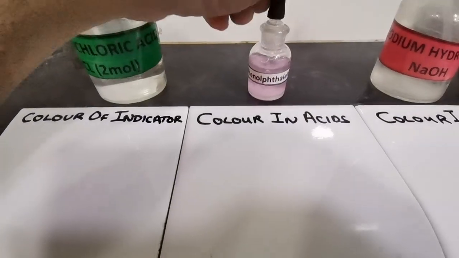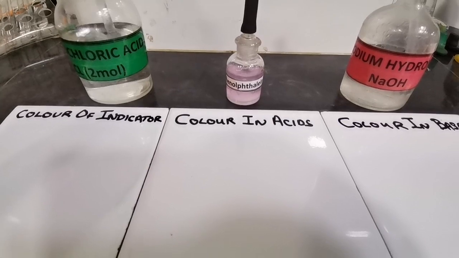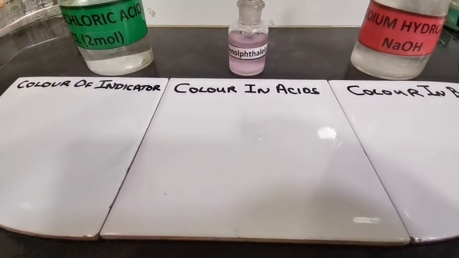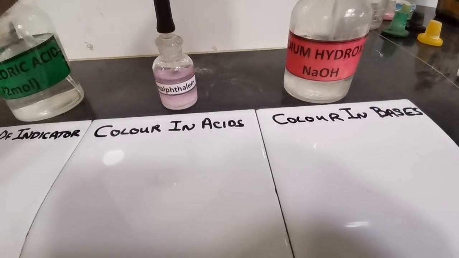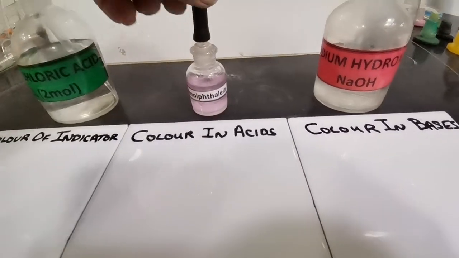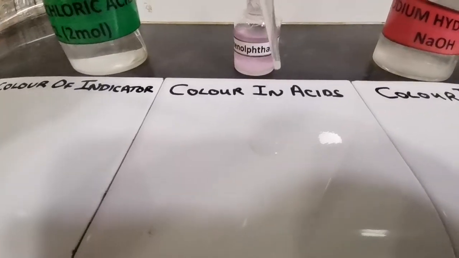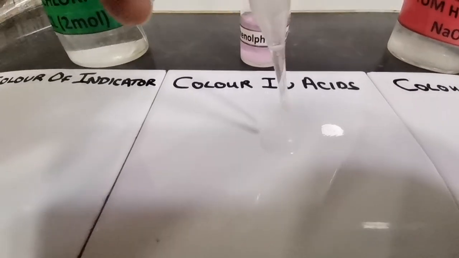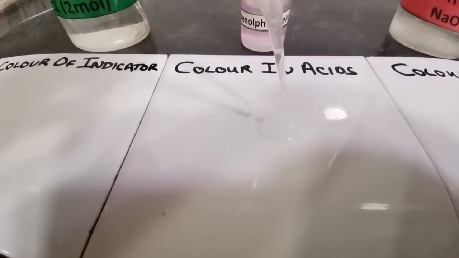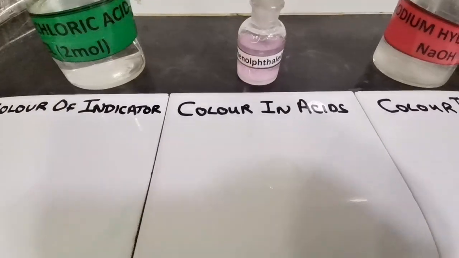So now what we are going to do is add the same indicator to HCl, which is a strong acid, and some of it to NaOH, which is a strong base. So here we have phenolphthalein being added to a few drops of HCl, and as you can see, phenolphthalein remains colorless in acids.